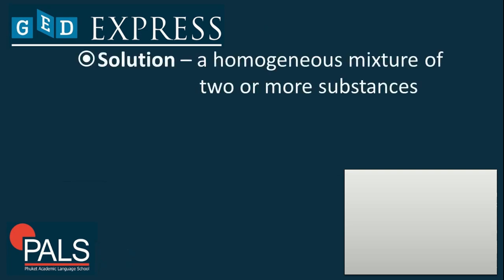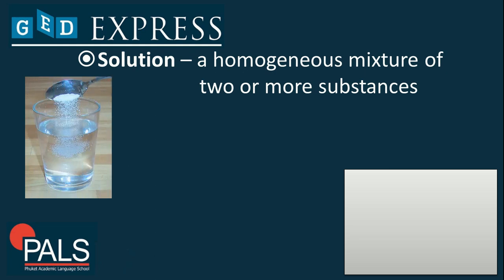Now, we start with solution. Based on a previous discussion, a solution is mainly a homogeneous mixture of two or more substances. That means if two substances are physically combined and you cannot easily identify the parts of it, that makes it a solution. For example, you mix salt with water and you stir it up. That is an example of a solution.